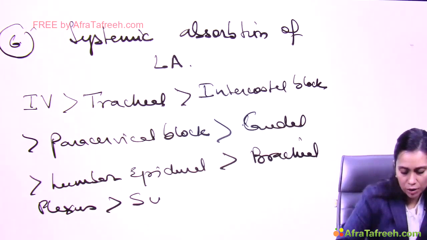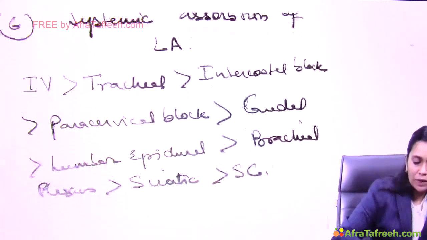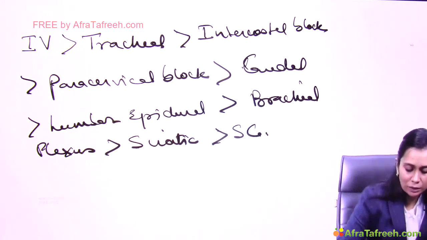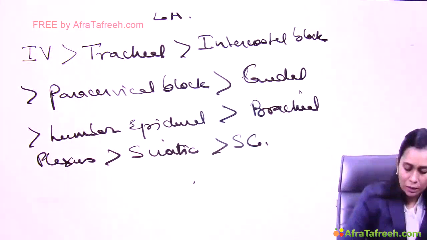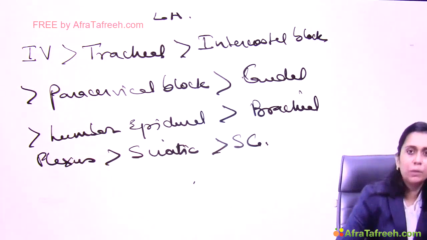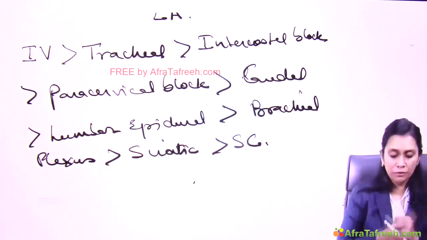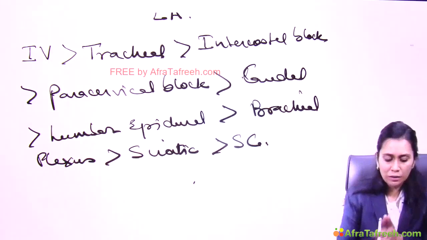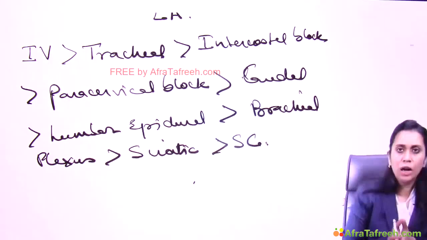Then sciatic, and then subcutaneous, right? IV, tracheal, intercostal block, then paracervical, then caudal, then lumbar epidural, and brachial plexus, sciatic, subcutaneous. This is a sequence of systemic absorption. Fastest, of course, IV, then tracheal, then intercostal, then paracervical, then caudal, then lumbar epidural, brachial plexus, sciatic, subcutaneous.